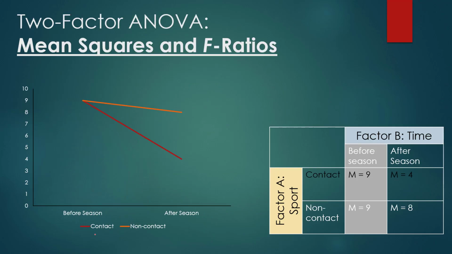And this here is just again to re-emphasize the interaction. So here again, we don't see a difference before the season. It's a little bit better of a graph. It's got some numbers on it. So before and after the season, non-contact, contact. For the non-contact, we go down just 1 point. But for the contact sports, we go down 5 points. Again, the lines are converging, suggesting an interaction.